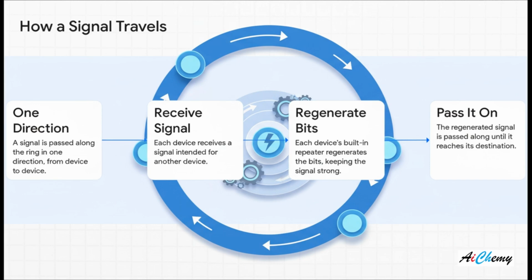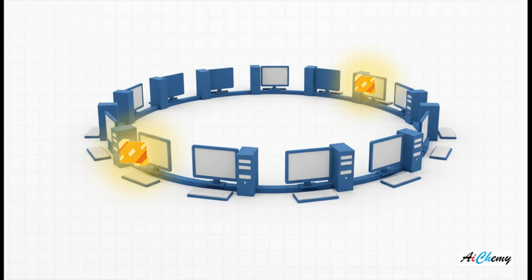Every device has a built-in repeater. So when a machine gets a signal that isn't for it, it doesn't just pass it along. It actually regenerates the bits, making the signal brand new and strong again before sending it on its way. And this is absolutely crucial. That repeater function means the signal quality doesn't get weaker as it travels. It doesn't matter how many computers are in the ring, the very last computer in the chain is going to get a signal that's just as strong as the very first one did.